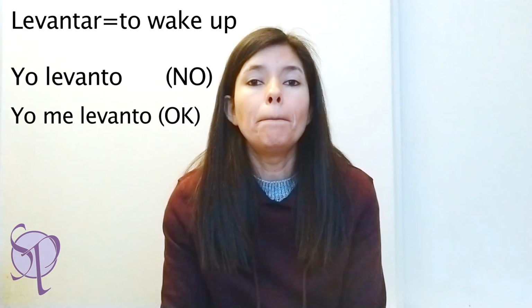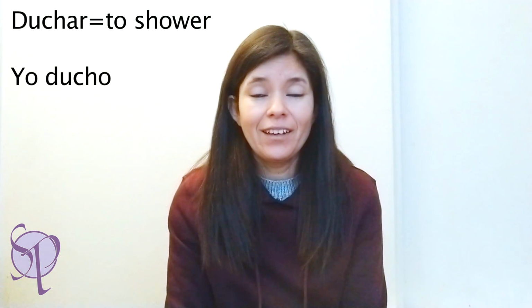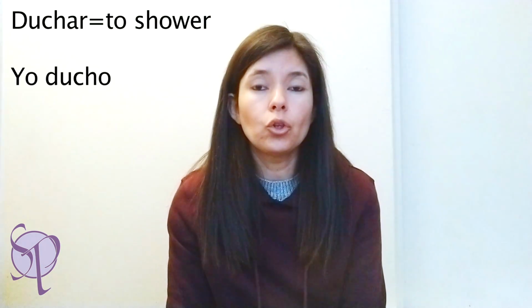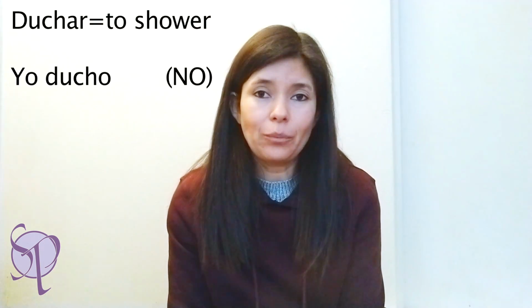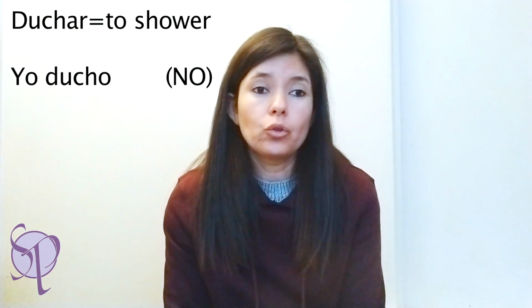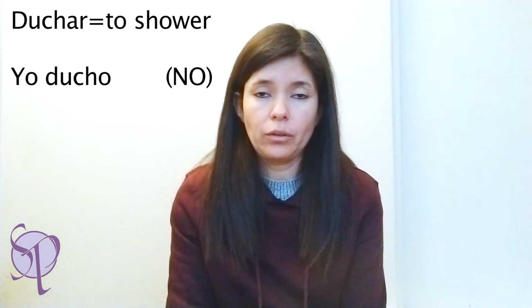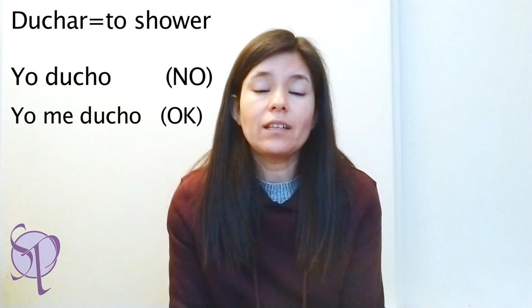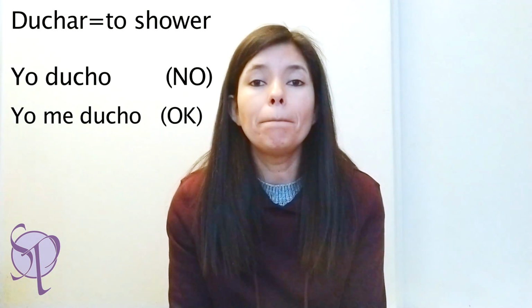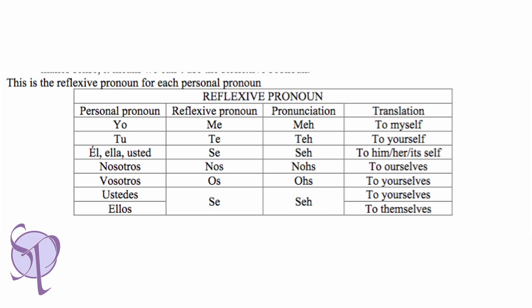So yo me levanto. The same with taking a shower. If you only say yo ducho, the sentence is incomplete because we don't know who you are showering. Yo ducho a mi hermano, I take a shower to my brother, and so on. So if you want to say that the one who's taking the shower is yourself, you need to say yo me ducho. So as you can see in the chart, you have each reflexive pronoun for each personal pronoun.